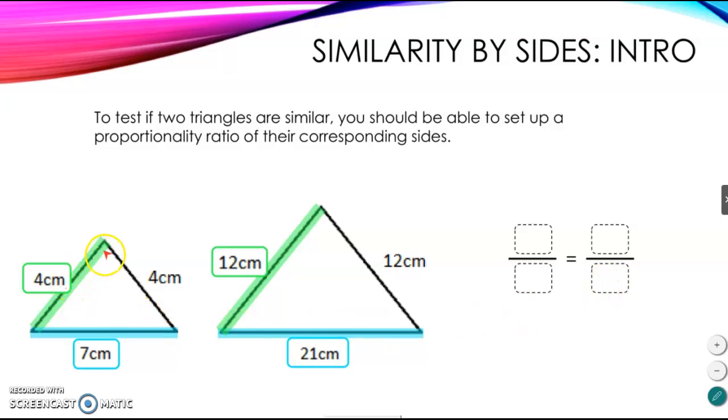So for example, we have this green side, as I labeled it, that has a length of 4, and this green side of 12. And then I also have the blue sides on the bottom, 7 and 21. If I were to write a ratio of some of these sides, for example, a ratio of 4 over 7, if these two triangles are proportional to each other, that should be equal to the corresponding sides of the larger triangle, 12 over 21.